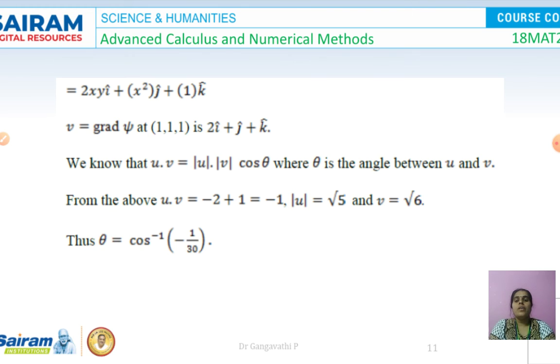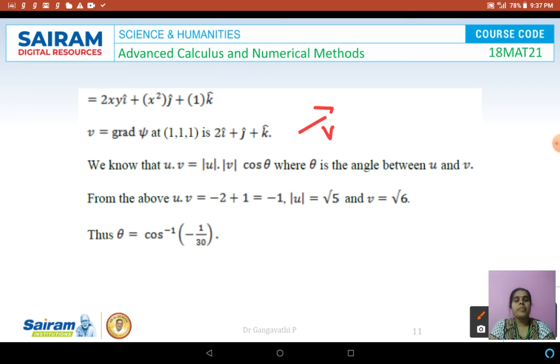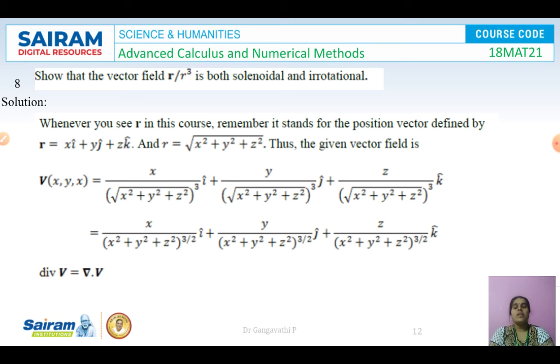So here u dot v is, u is a vector which we have identified already, and v is here. When we do the dot product between them, we get the value as minus 1. And modulus of vector u is root 5, and modulus of vector v is equal to square root of i component 4 plus j component 1 plus k component 1, which is root 6. So substituting in the formula and simplifying, we get theta is equal to cos inverse of minus 1 by root 30. So this is how we have to find the angle between the two scalars given. So let us see another example.